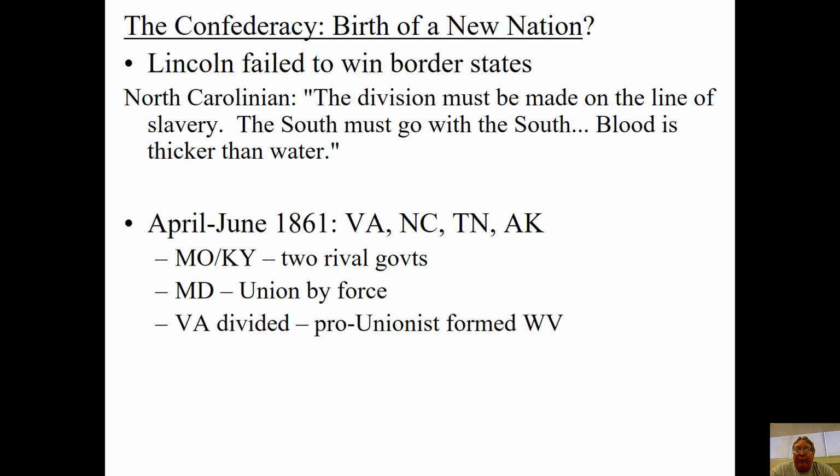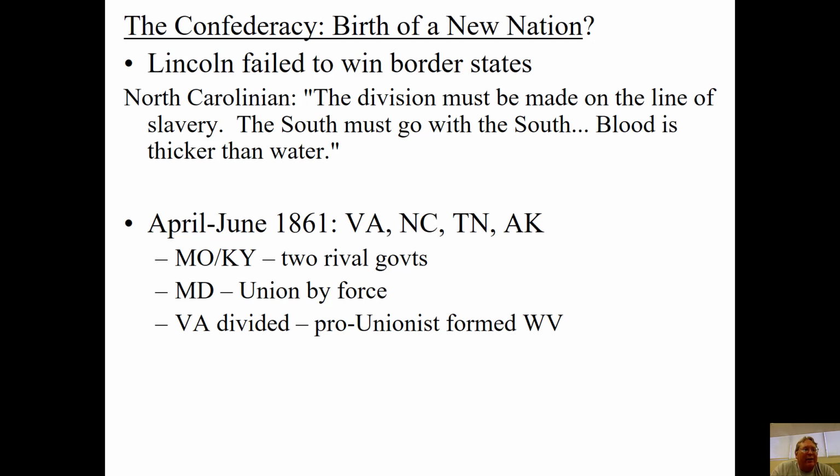By April through June of 1861, four more states have joined the Confederacy: Virginia, North Carolina, Tennessee, and Arkansas. Places like Missouri and Kentucky end up with two different governments, one staying with the United States, the other wanting to join the Confederacy. So there's going to be civil wars within the Civil War here. The state of Maryland, also a slave state, but very tied to the North economically, actually votes to join the Confederacy, but troops are sent in from neighboring Pennsylvania to take control of the state and force it to stay in the Union. So this is a very wild time.